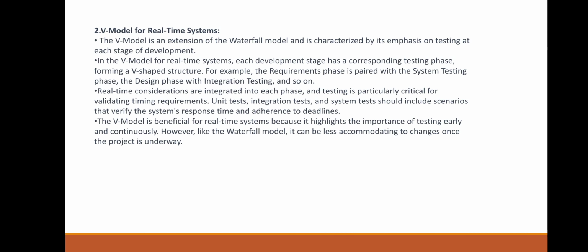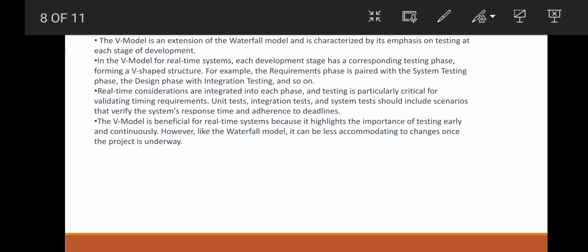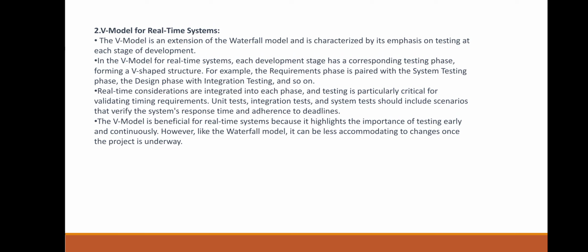V model for real-time system. The V model is an extension of the waterfall model and is characterized by its emphasis on testing at each stage of development. In the V model for real-time systems, each development stage has a corresponding testing phase, forming a V-shaped structure. For example, the requirements phase is paired with the system testing phase, design phase with integration testing, and so on. Real-time considerations are integrated into each phase, and testing is particularly critical for validating timing requirements.